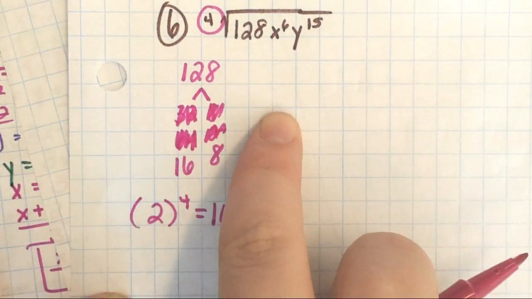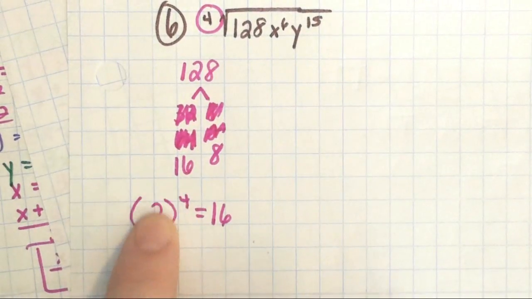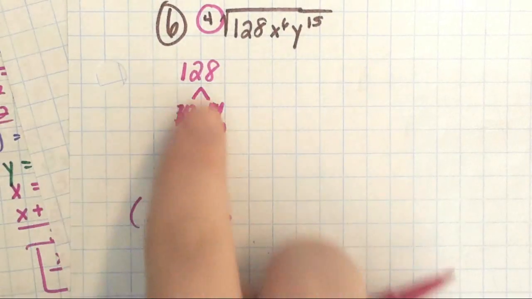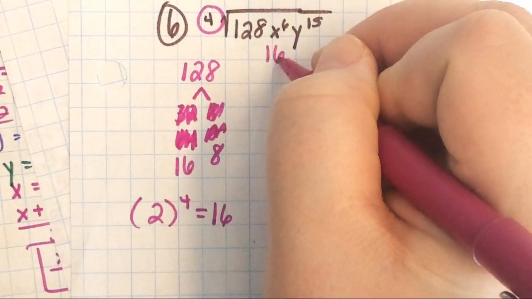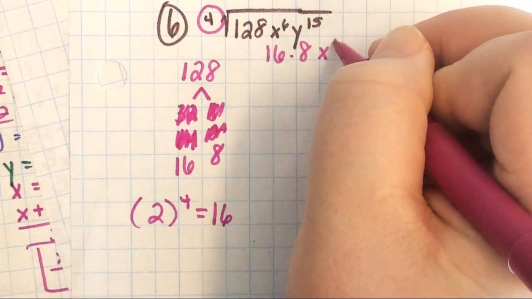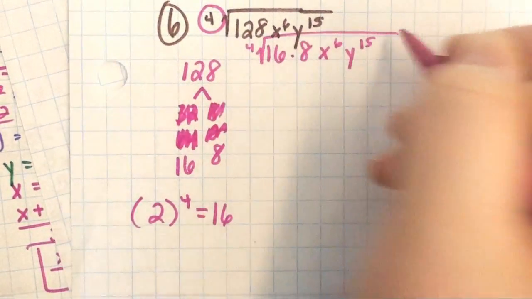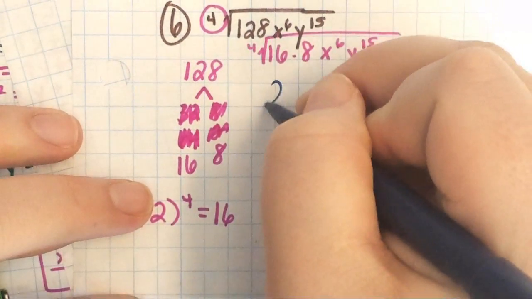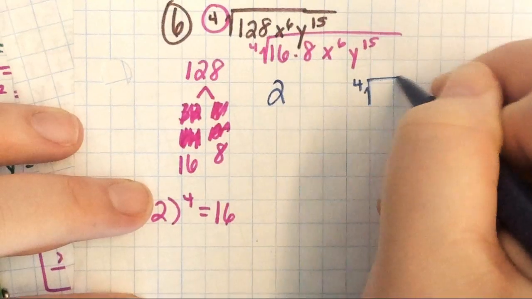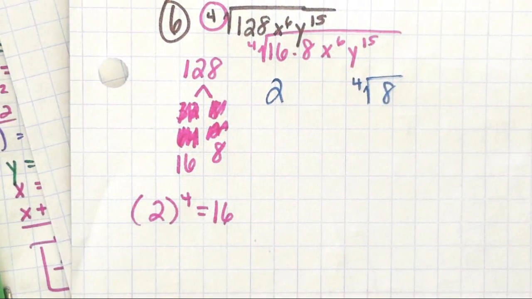Not that 32 and 64 and 2 are bad. It's just I'm trying to figure out something to the 4th power, that way it can escape the house. So I'm going to end up using 16 and 8, and I'm just going to leave the x to the 6th, y to the 15th the same. Because 2 to the 4th is 16, a 2 gets to escape the house, and 8 is left inside the house. And I've got to deal with that x and that y.